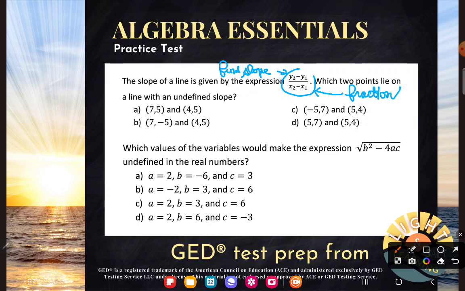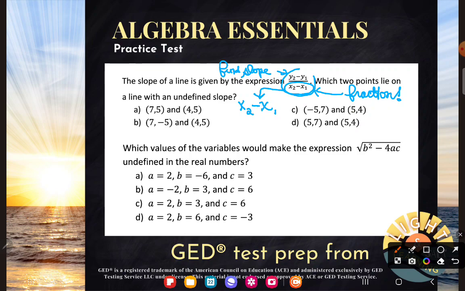We know that there's something we can't do with fractions, or they leave the expression undefined. We can't divide by 0. And so what's going to make this expression undefined? Well, it's going to be if the bottom, the denominator of the fraction, turns into 0. So if the second x minus the first x give you 0, then this whole thing is going to be undefined. Now, you might say, why are you just looking at the bottom? Because that's the only part that affects it being undefined. So I'm just going to ignore the top.